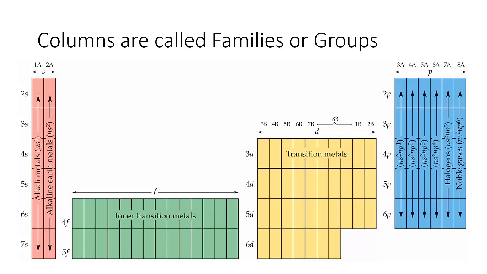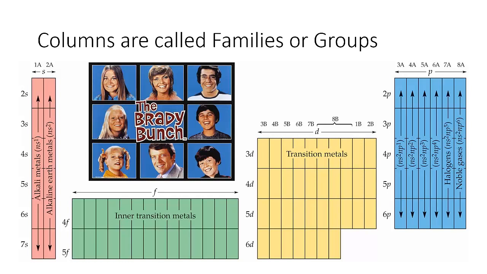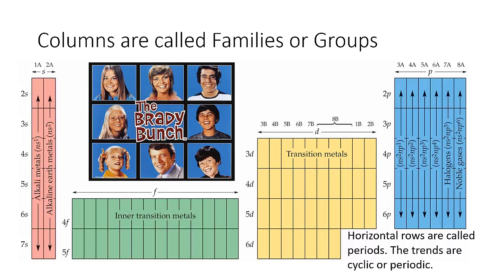Alright, now a little bit of names. Columns are called families or groups, and the reason for that is they share similarities, just like families might share similarities. Even the Brady Bunch, even though they're a blended family, they share common attributes, like a common home, a common address. So we've got these different names for the families: the alkali metals, the alkaline earth metals, the inner transition metals, the transition metals, the halogens, and the noble gases. These are just families or names to become familiar with.